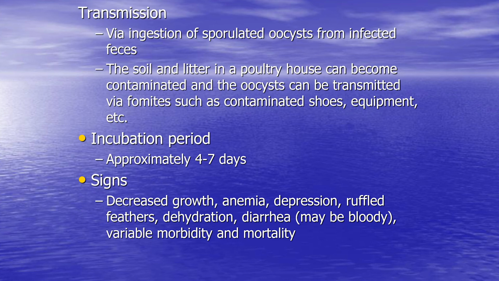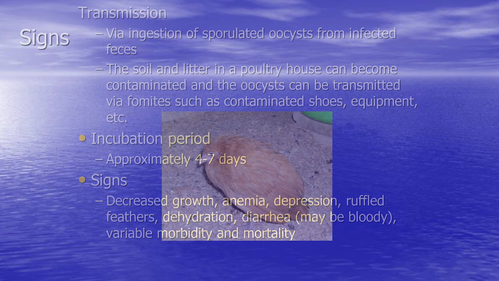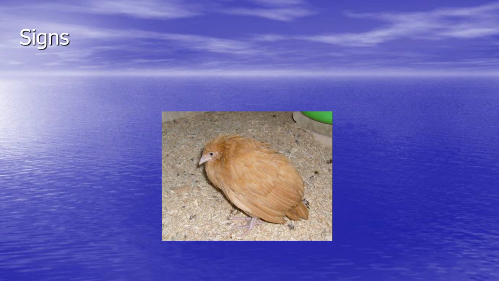Signs: decreased growth, anemia if we have hemorrhages in there. Of course, the birds are depressed, with ruffled feathers and dehydration. They're not going to want to eat, and there is variable mortality and morbidity. With diarrhea, it can be just a very runny diarrhea, or it can even be bloody, depending on the species of Eimeria that's affecting these birds. Here is obviously a bird that doesn't feel good.